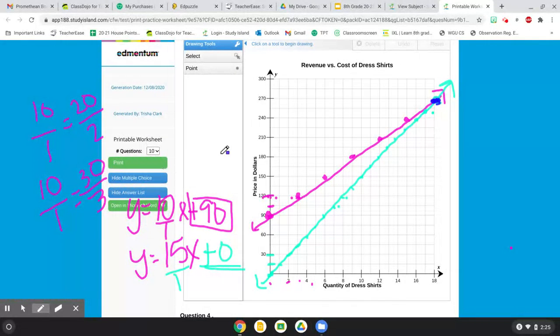Remember, it's only asking for the point. I don't need these lines. That was just to help me figure out where that point was going to go.